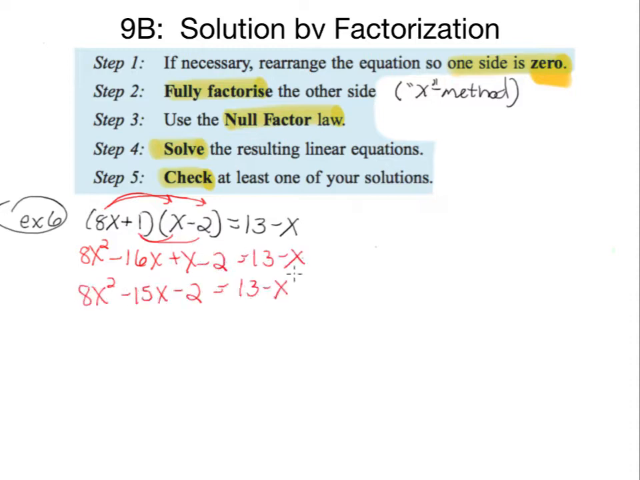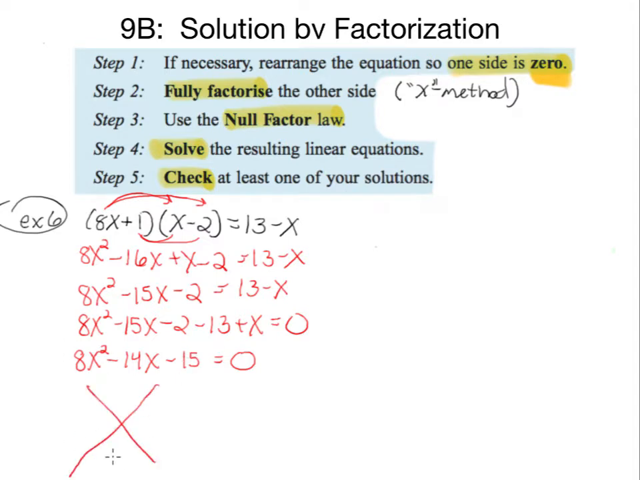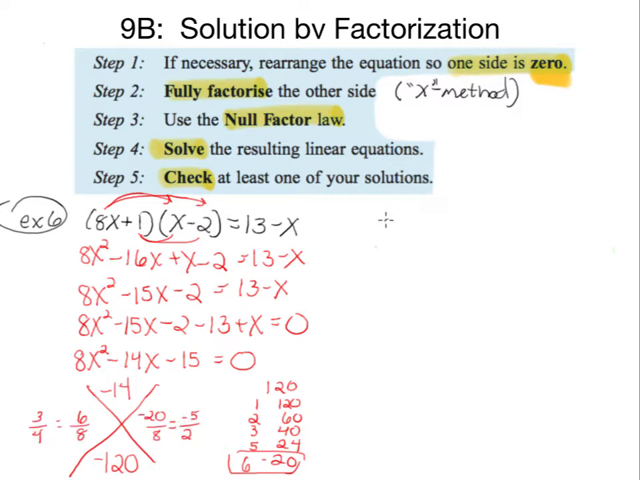Since my 8x squared term is positive, I need to move everything to the left-hand side in order to set it equal to 0 by subtracting the 13 and adding the x. Combining like terms, we end up with the quadratic equation 8x squared minus 14x minus 15, which I can now factor. I will choose to use the x method to factor this. And it factors as 4x plus 3 times 2x minus 5 equals 0.